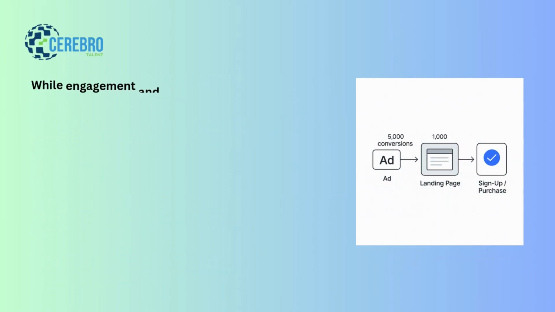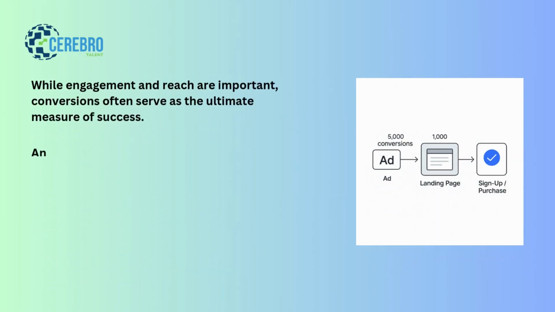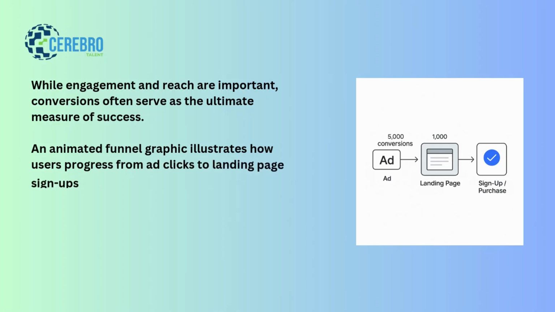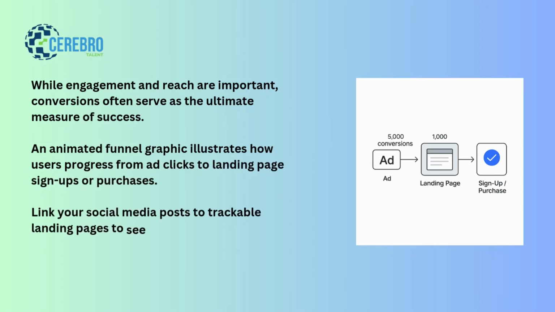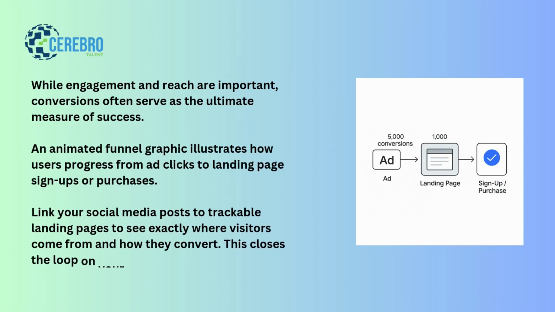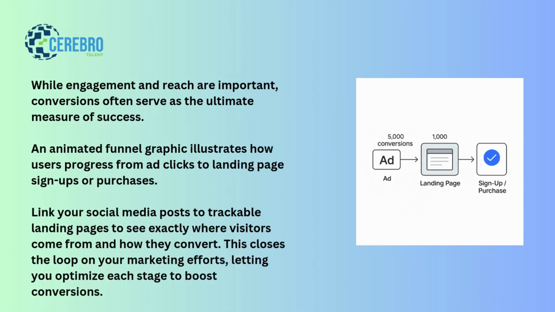While engagement and reach are crucial, conversions usually signal the greatest success. This is where you attribute specific actions, like signups, downloads, or purchases, to your social media efforts. Consider linking your ads or organic posts to trackable pages, such as campaign-specific landing pages. That way, you can see exactly where visitors are coming from and what steps they take before converting.